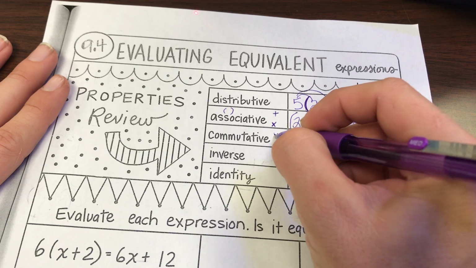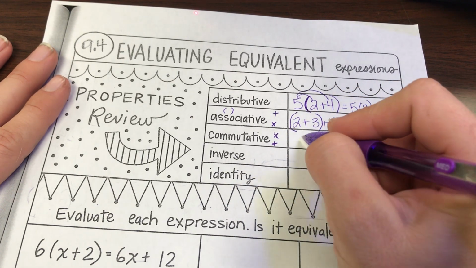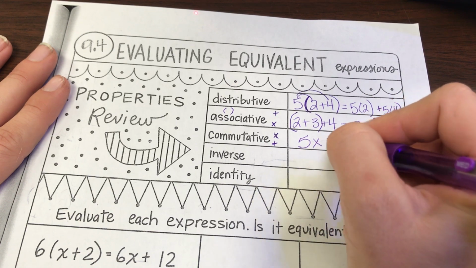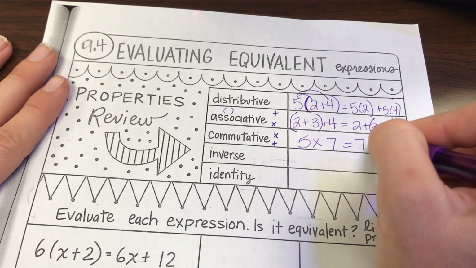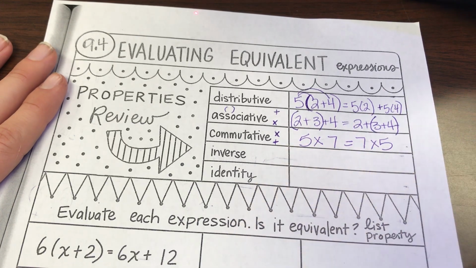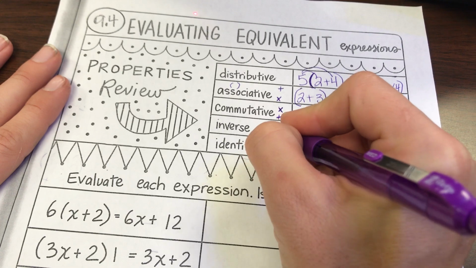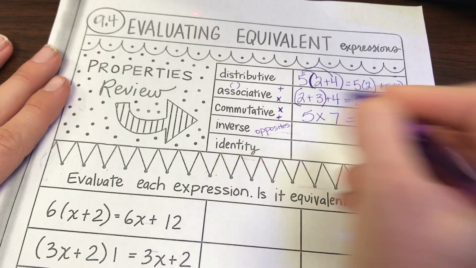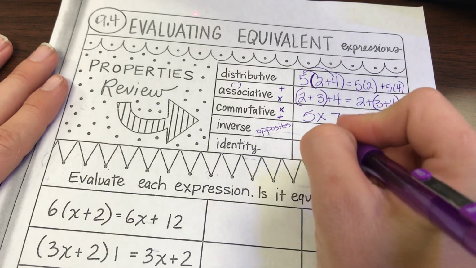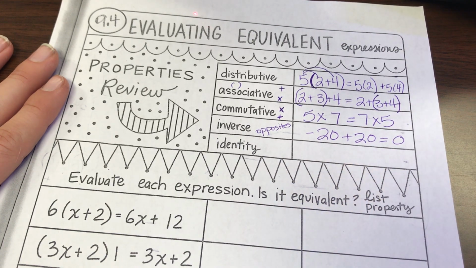Commutative, same thing. We can have multiplication or we can have addition. So I'm going to do the multiplication this time. So let's say 5 times 7 equals 7 times 5. That's the commutative property. You just change the order. Inverse means that you are adding opposites, and you're always going to get 0. So negative 20 plus 20 equals 0.